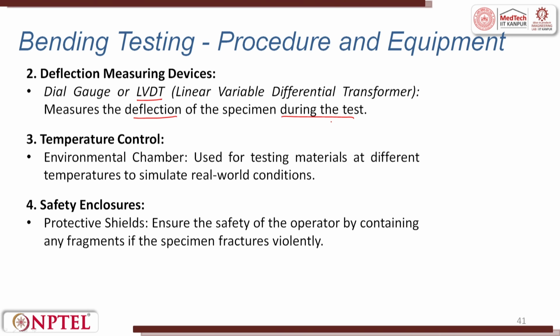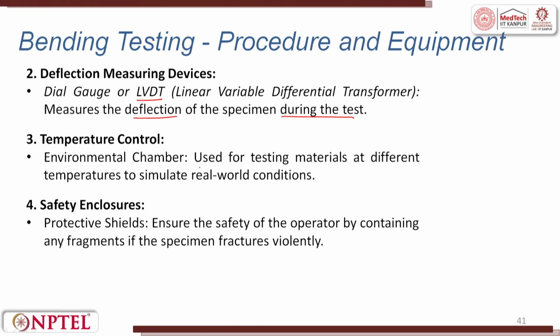an environmental chamber. If it is a bending test under a specific temperature, we sometimes need to conduct the test at different temperatures. These could be high temperatures or very low temperatures, up to maybe -60 degrees or so. So the temperature control system is used for testing materials at different temperatures to simulate real world conditions.